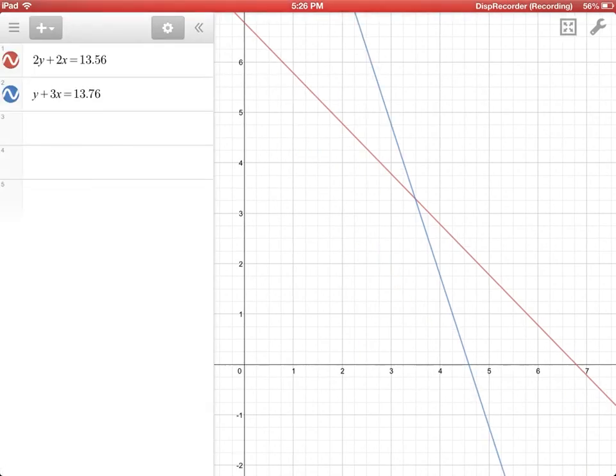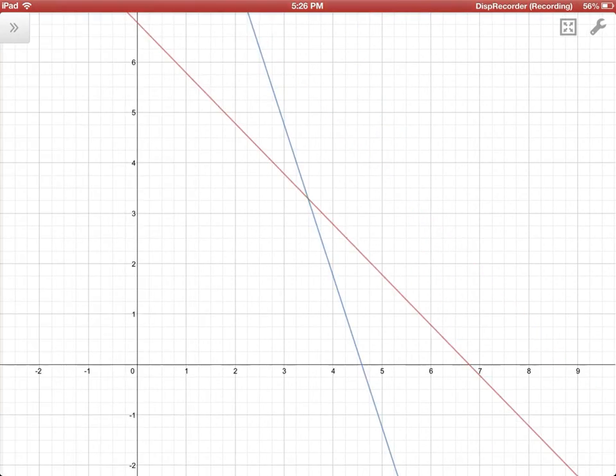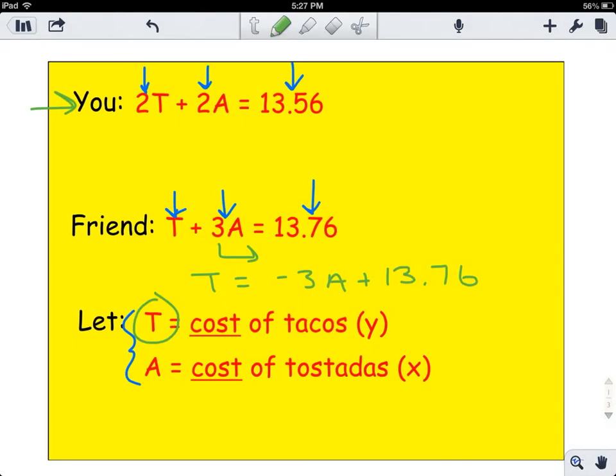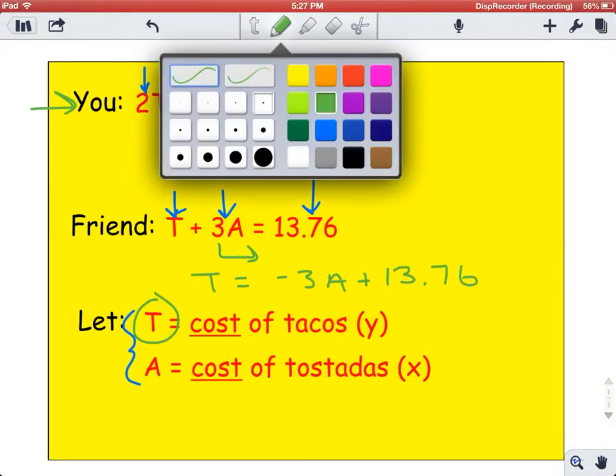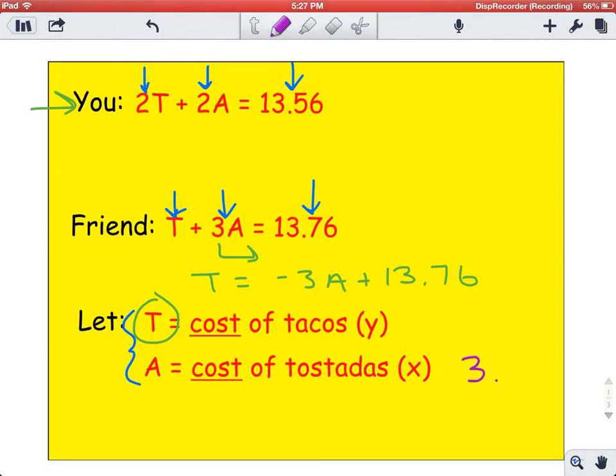And you'll see that I have left them in relatively standard form, just the way that I wrote them out. 2y plus 2x equals 1356. And of course what I'm looking for is the intersection. 3.49 and 3.29. Now we've got to be careful because I have to remember which one was x and which one was y. $3.49 for x, $3.29 for y. So the tacos are $3.29, the tostadas are $3.49.